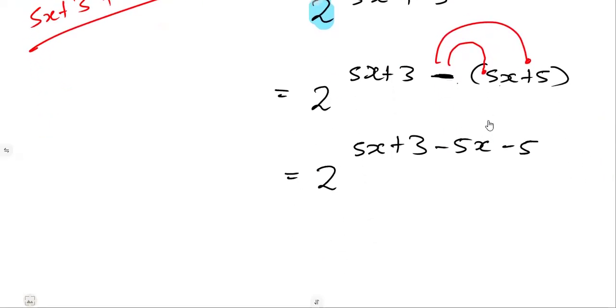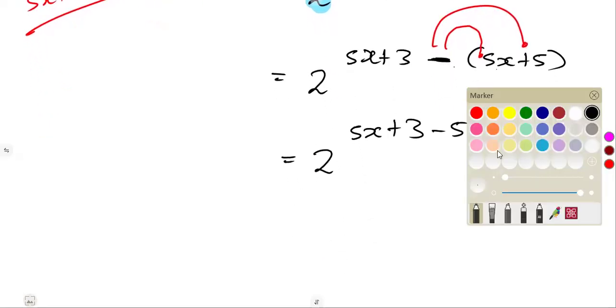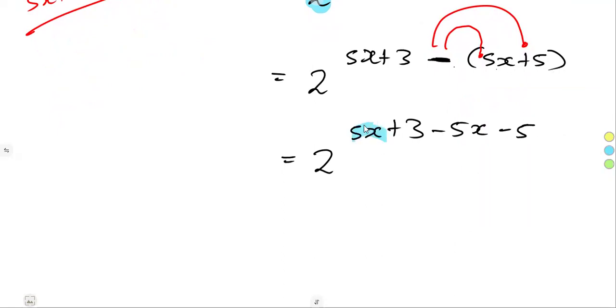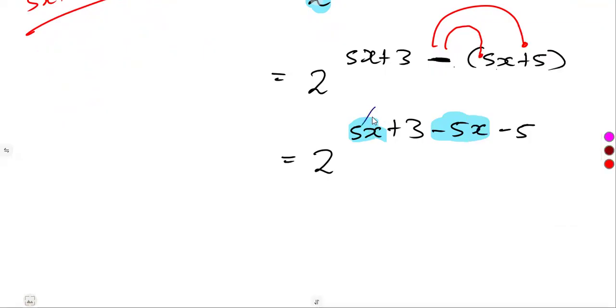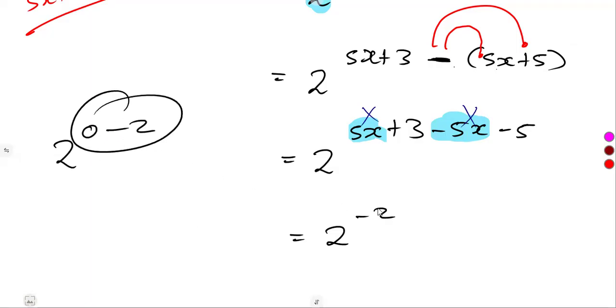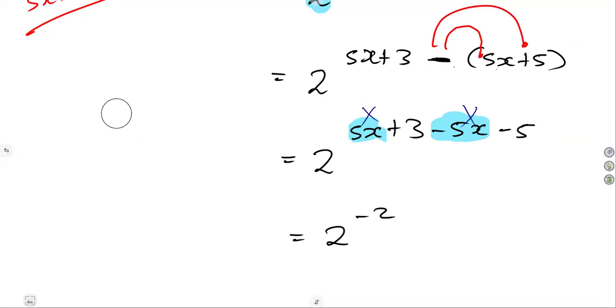From there, we can collect the like terms. The part of x here, 5x minus 5x, that's a 0, so these two we're simply going to cancel. 3 minus 5, that's a negative 2. So that's 2 to the exponent of negative 2. It was supposed to be 2 to the exponent of 0 minus 2. Guys, 0 minus 2 is what? Minus 2.